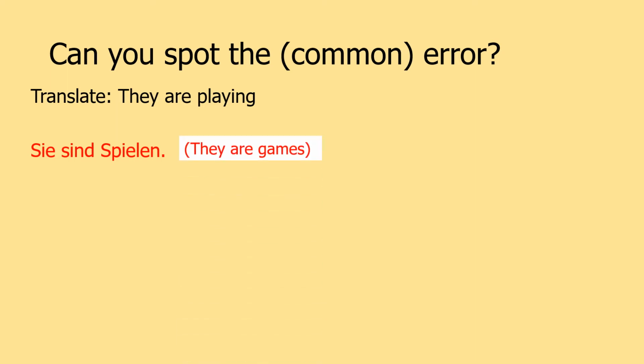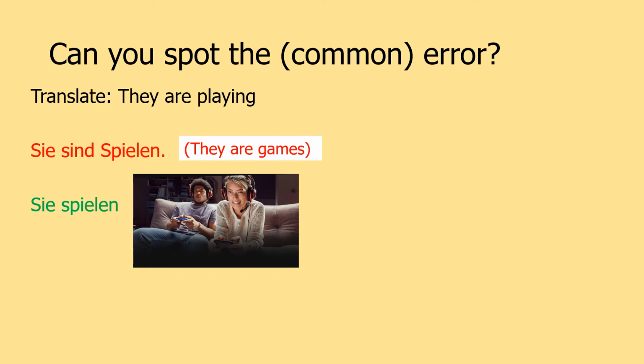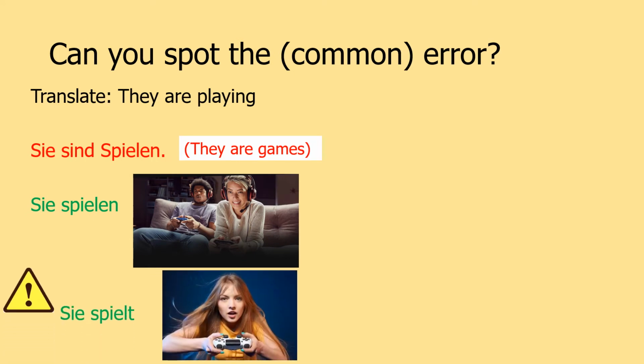So if you recognize that for yourself, I don't want you to worry about that too much. It does happen all the time, but it does require us to really pay attention and revise the present tense. So Sie sind spielen would unfortunately translate to they are games, which is not what we're trying to say. We instead would say Sie spielen for two or more people. And again, we need to make sure that we don't translate it as she plays.